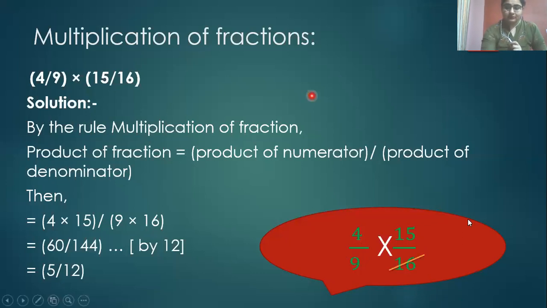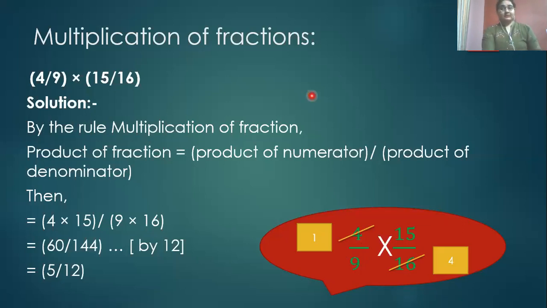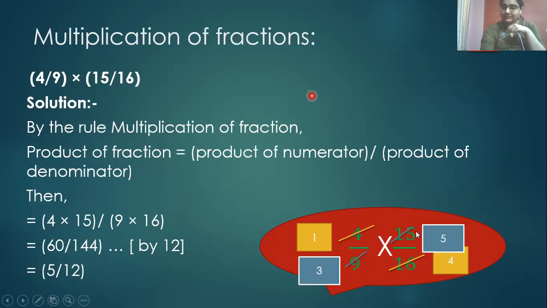So what am I going to do? I'm going to cancel 4 and 16. In 4's table, 4 comes 1 time, and 16 comes 4 times. Similarly, if you see here 9 and 15, they both go in the table of 3. So I am going to cancel 9 and 15. 9 in the table of 3 comes 3 times and 15 comes 5 times. If I solve it now, 1 multiplied by 5 divided by 3 multiplied by 4 gives me 5 by 12. I find this kind of method really very simple because it's time saving and it doesn't involve much calculation. Whereas in the other method, I will have to do lots of calculations and chances of mistakes are more.